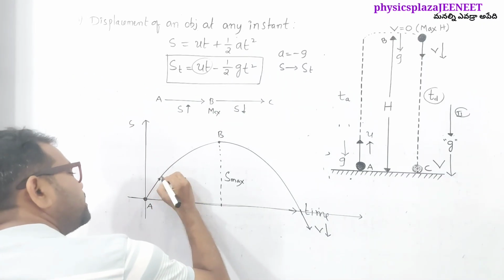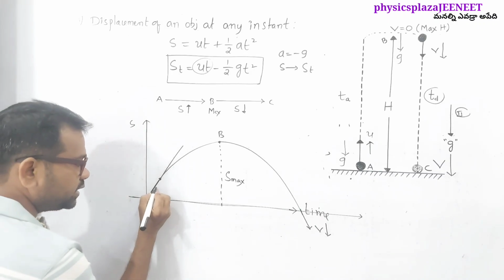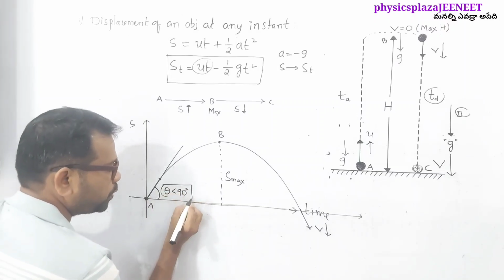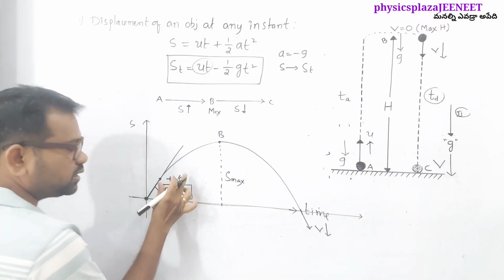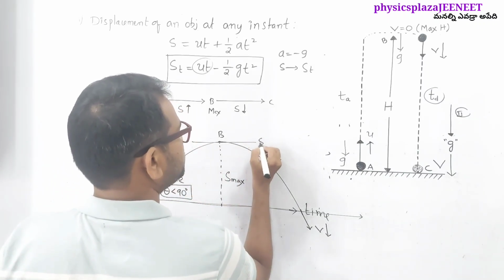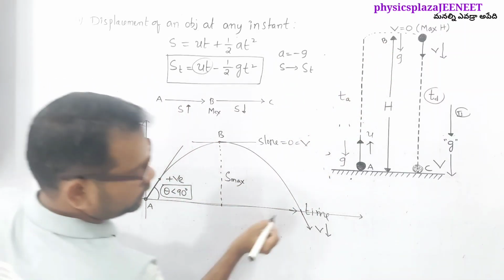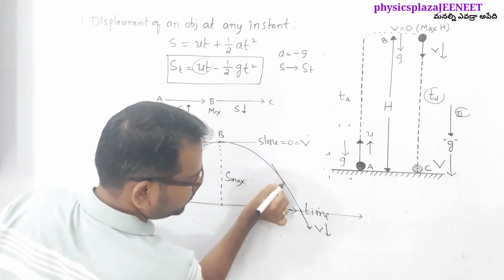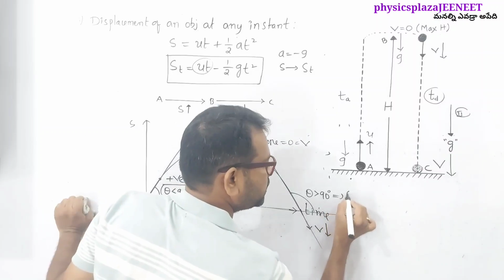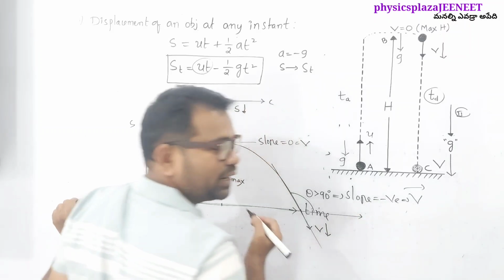Now look at here. At any point in the A to B journey, if you make a tangent and find the slope, try to understand. So here is a theta, right? So theta is less than 90 degrees. Means what here? Slope is positive. A to B, slope is positive, means velocity is positive. At B, if you can see, slope is 0, that is velocity also 0 at point B. But here, during the downward journey, theta is greater than 90 degrees. So slope is negative, hence velocity also negative.